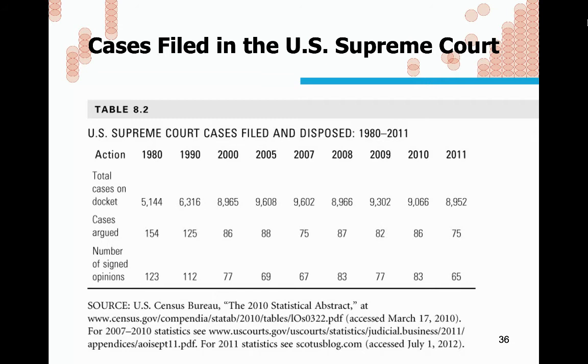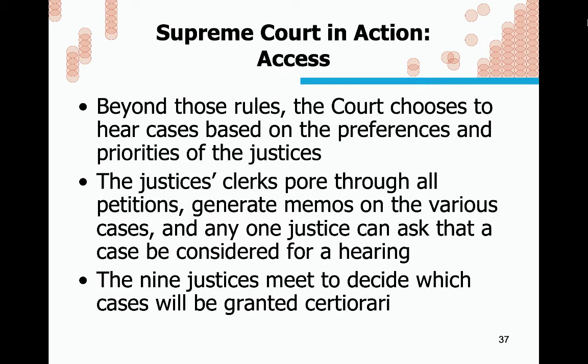And again, just because a case is argued doesn't even necessarily mean that the court will rule. It's likely that it will, but it doesn't necessarily rule on every case that it even hears, right? So it's a very small number of cases that will make it to the Supreme Court, and even a smaller number there that will be argued, and even a smaller number that will be decided. So in that context, let's think about access to the court. The court chooses to hear cases based on the preference and priorities of justices, right?